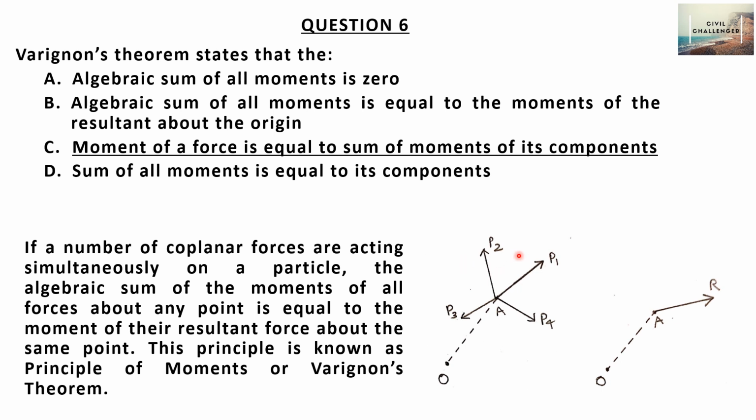We have seen that if there are a number of coplanar forces acting on a particle, then the moment of all these forces about a point O is equal to the moment of the resultant about the same point. Okay, a number of forces can be replaced by a single resultant force. Similarly, a single force can be split into a number of components. So, Varignon's theorem also states that the moment of a force is equal to the sum of moments of its components. Okay, therefore, the correct answer is option C. Varignon's theorem states that the moment of a force is equal to the sum of moments of its components.